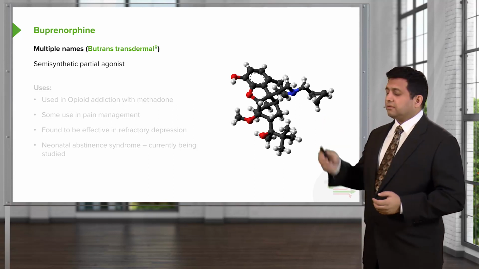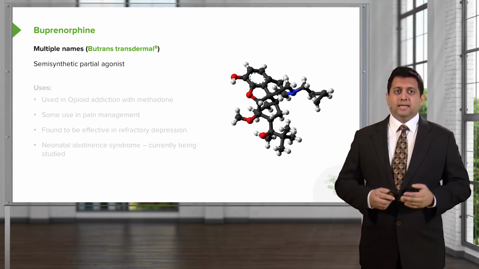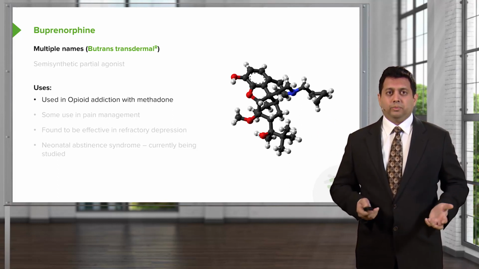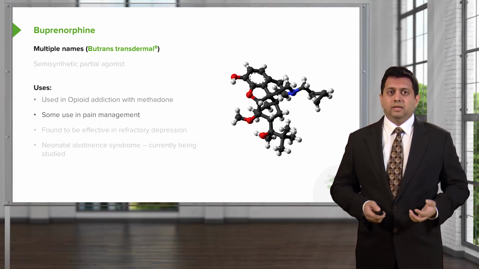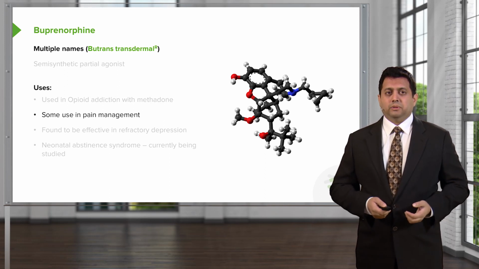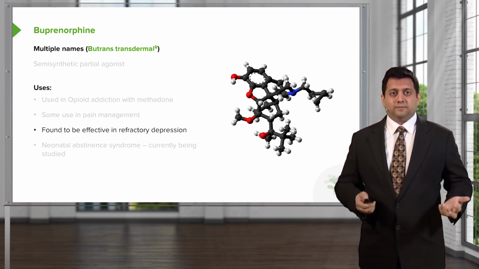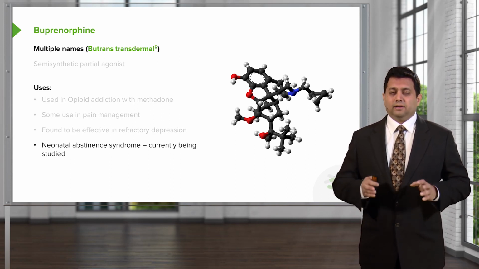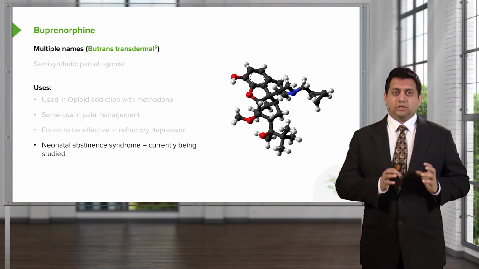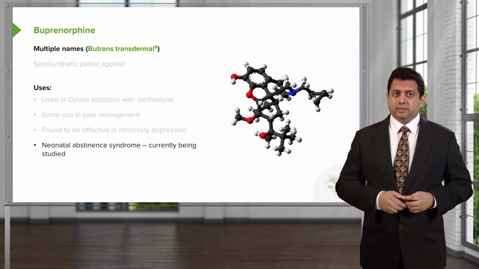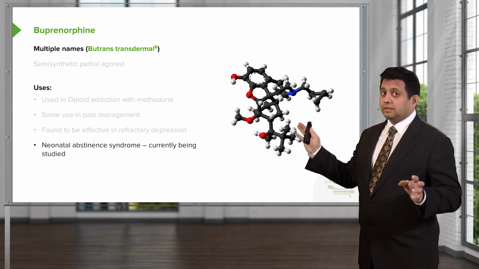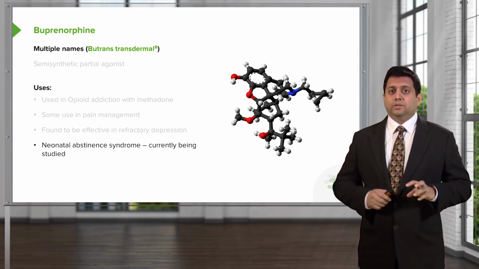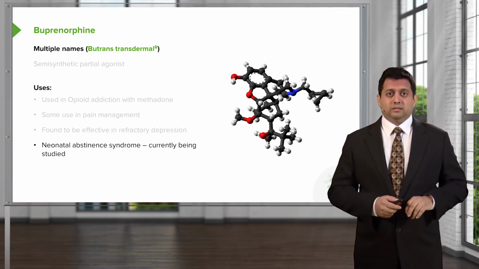Now, this is another morphine analog. It is a semi-synthetic partial agonist. Uses are in opioid addiction with methadone, for use in some pain management patients. It has been found to be effective in refractory depression as well. And there is a particular condition called neonatal abstinence syndrome. This is why this drug is on our list, because it is used in those patients who are neonates who are survivors of mothers who are addicted to morphine.